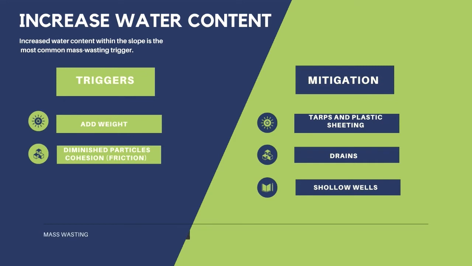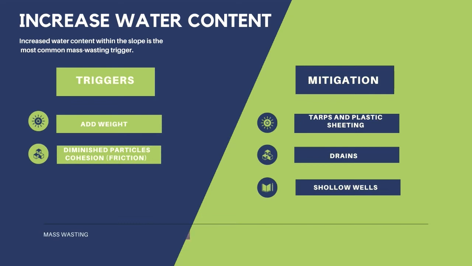Why? It is because water is heavy, so it adds weight. The water is also a lubricant, so it reduces friction. Thus, the gravitational force is increased due to the weight, and the friction force is decreased due to the lubrication. Many mass wasting events occur right after or during heavy rain events.